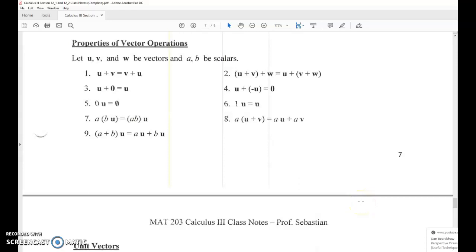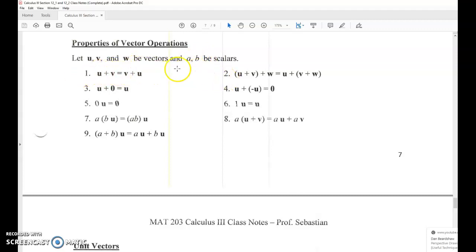Okay, hi again everyone. We are now on page 7 of our class notes for Calc 3, and we're in section 12.2 about vectors. We're looking at properties of vector operations right now. So if I have three vectors, u, v, and w, again in bold means vectors, and I have two scalars, a, b, not bold, they mean scalars, not vectors, just numbers.